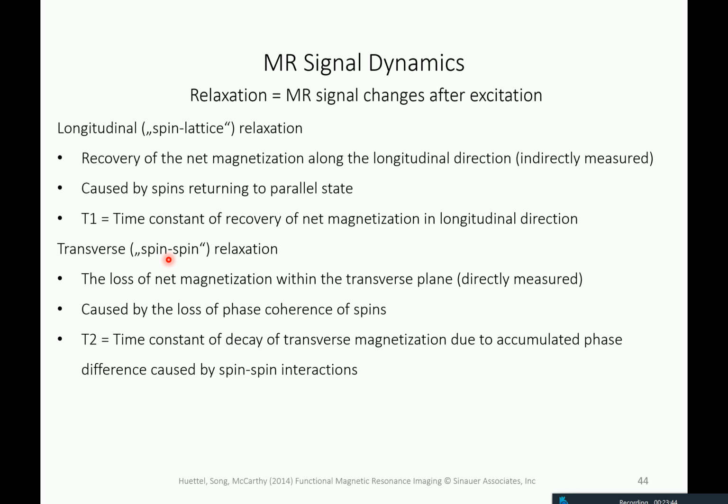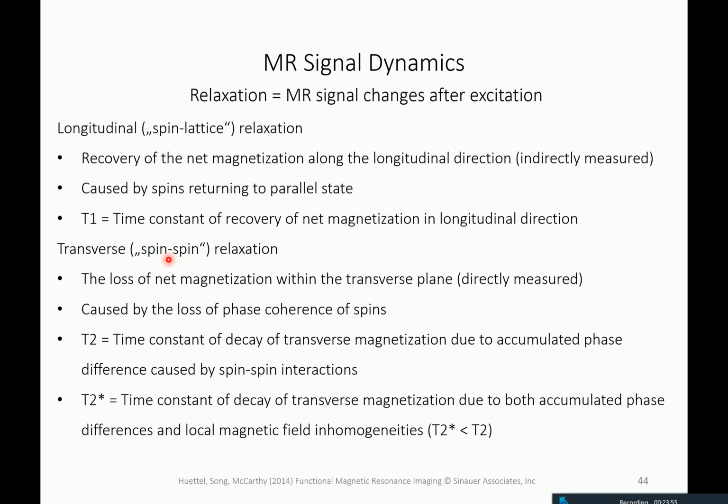T2 is the time constant of decay of the transverse magnetization due to accumulated phase differences caused by spin-spin interactions, only spin-spin interactions. And then there's T2 star, which is the time constant of decay of the transverse magnetization due to both phase differences, so the spin-spin interactions, and local magnetic field inhomogeneities. So T2 star is generally shorter than T2.